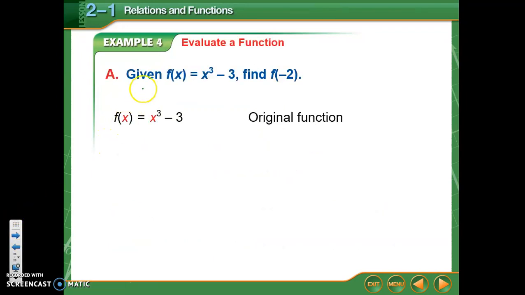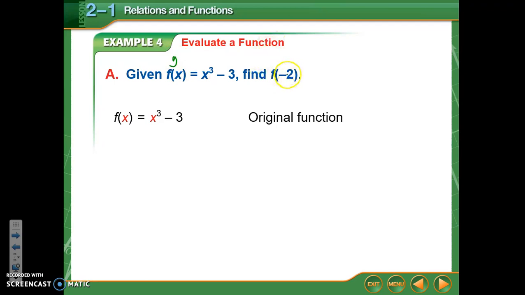So let's look at this here. We have f of x. Remember, this is f of x, not f times x. This function equals x cubed minus 3. So I'm going to plug in an x, I'm going to cube it, I'm going to subtract 3, and I'm going to get out a y value. f of x is like my y.